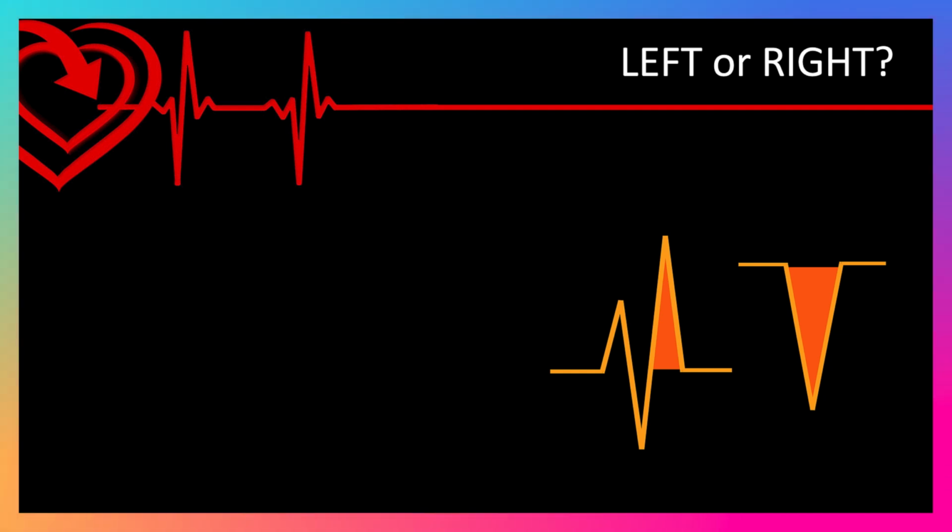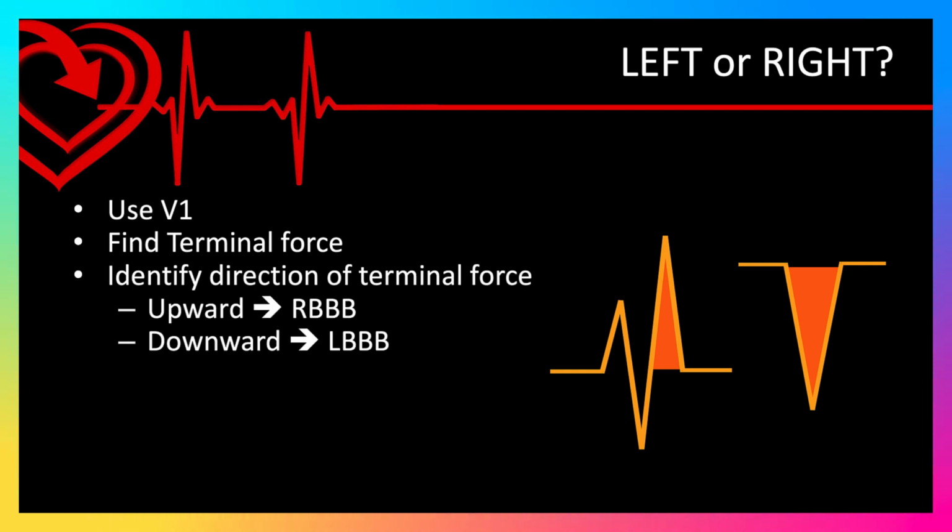So now that we've decided this is a bundle branch block, now that we're looking at V1, I've determined the terminal force. What is the last direction that QRS was pointing before it went back to the J point, to the ST segment? And if it's going up, that's a right bundle branch block. If it's going down, that's a left bundle branch block.